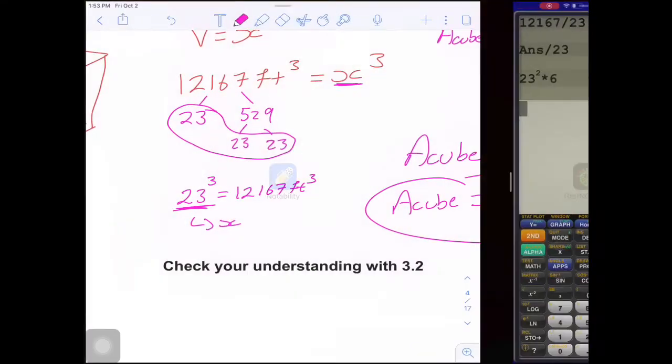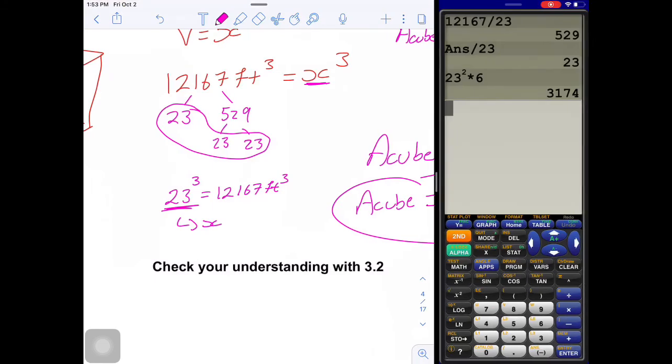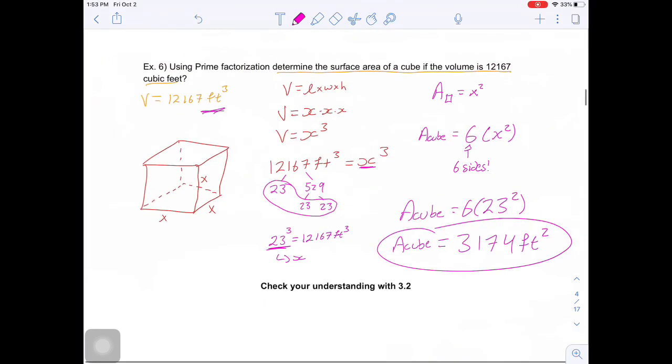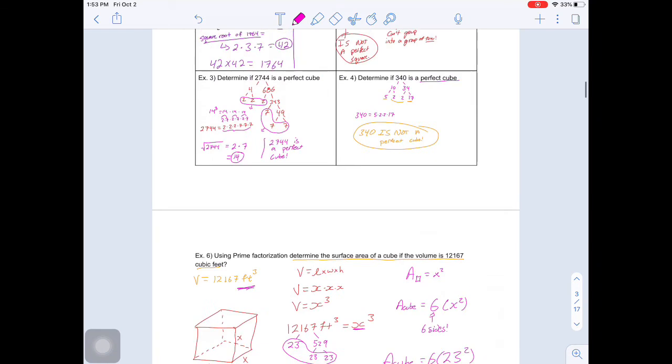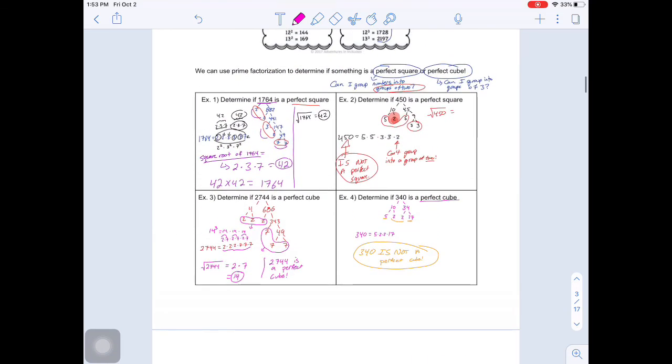Okay, so hopefully that all made sense. And if you have any questions, please come ask. Get some help from your teacher if things are confusing. Okay, but remember and understand how to find if some number is a perfect square or perfect cube using prime factorization. Okay, because it'll be definitely very useful later on in other chapters here.